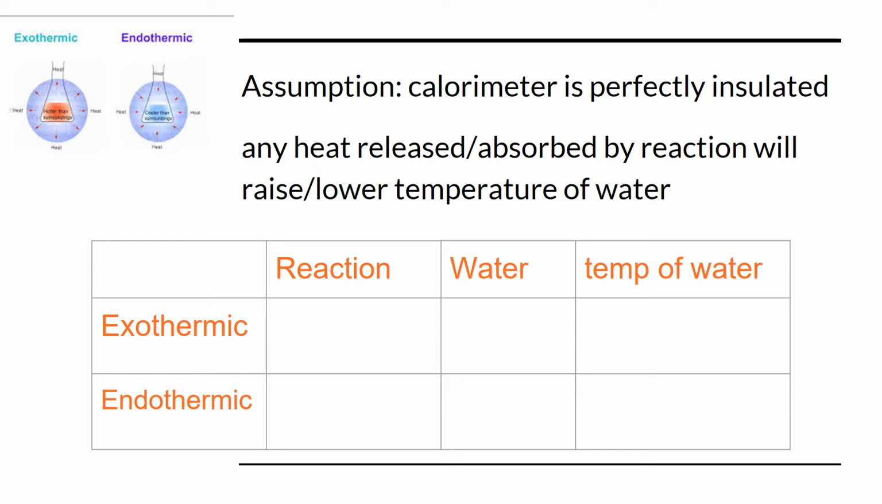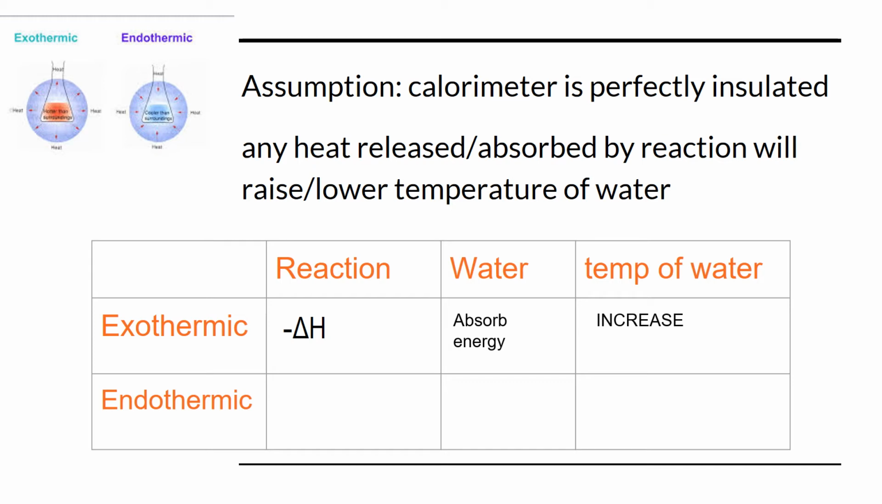endothermic reaction happening. So as we know, an exothermic reaction releases energy. So that's going to be a negative delta H. However, the water is going to either absorb or release this energy. In the case of an exothermic reaction, the water will absorb the energy. Therefore, if the water absorbs the energy, the temperature of the water should increase.